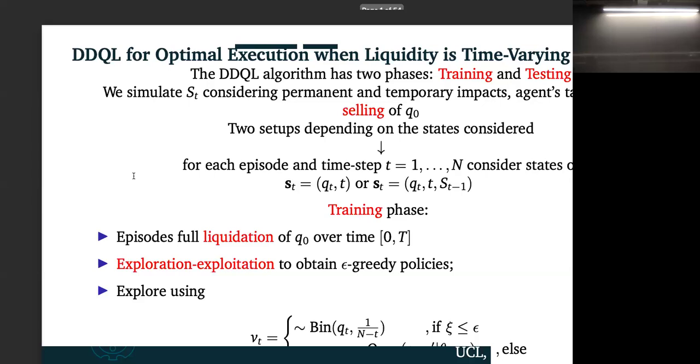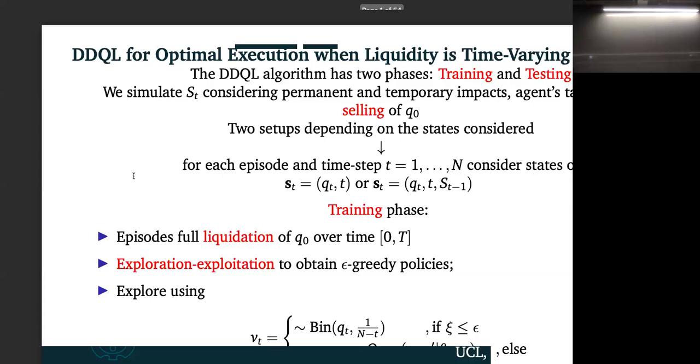I'm going to consider two different settings, which will be very important. In one setting, the state will be composed of the remaining inventory that I have at time t and the time t, or the other possibility is that I take my state variable as the inventory, the time, and the past price. So I'm going to show that in some situations, adding the price as a state variable improves significantly the performance of the reinforcement learning. Okay, you have a full liquidation over 0 to T.